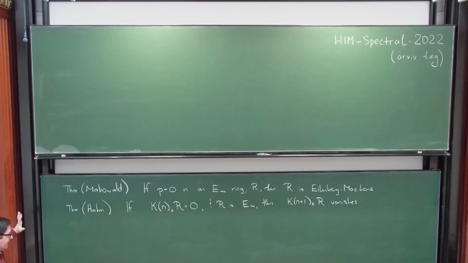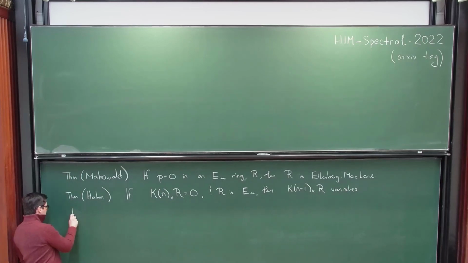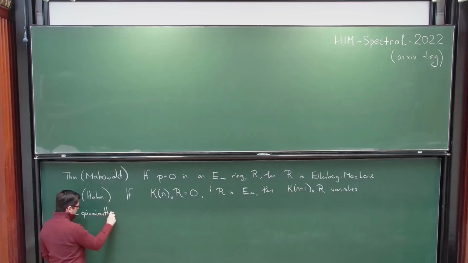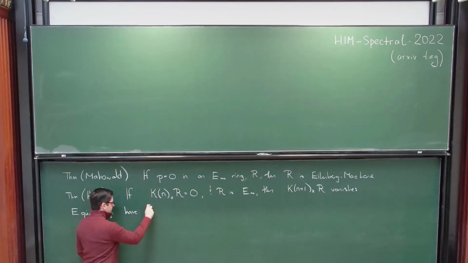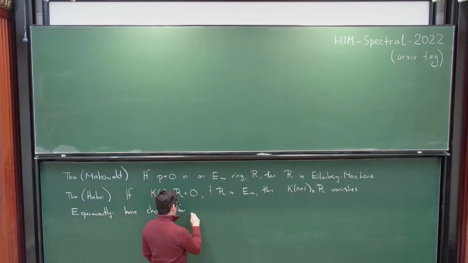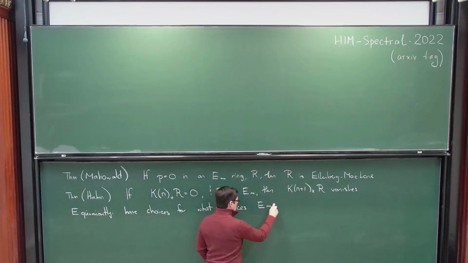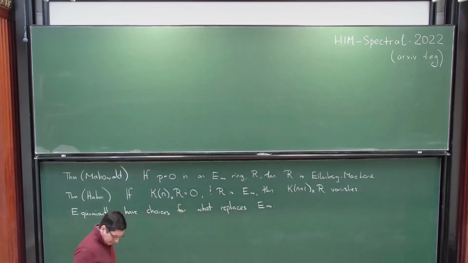We'll see that equivariantly, even more constraints are placed on this by the structure. So for equivariant cases, we get a lot of choices. So we have choices for what replaces E infinity. And I'm going to now go on a fairly lengthy aside to motivate this.